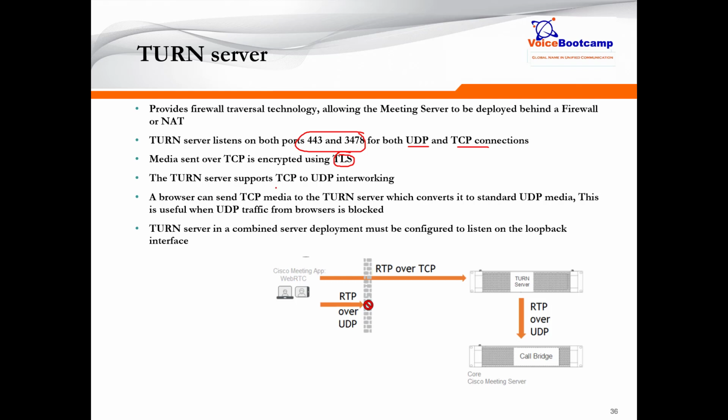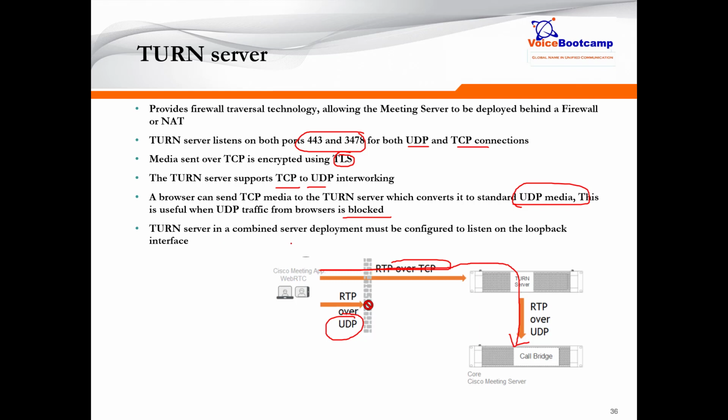TURN servers support both TCP and UDP, with TCP to UDP interworking. So it allows you to convert from UDP to TCP. For example, here, as you can see, UDP is not allowed, but you can convert it to TCP if needed. So TCP traffic comes in and then it goes to UDP after getting converted. A browser can send TCP multimedia to the TURN server, which will then convert it to standard UDP media. And this is useful when UDP traffic from the browser is usually blocked.